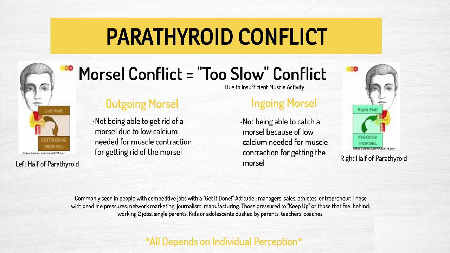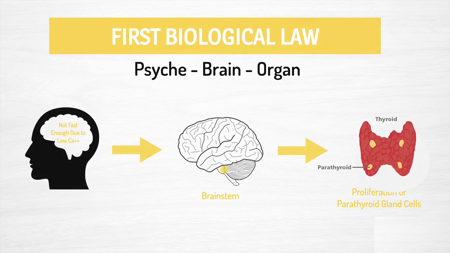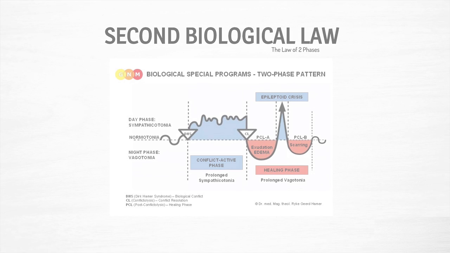Maybe this has to do with an athlete who didn't feel like they were strong enough to win the game, strong enough to lift the weights at the competition. And so not being able to get rid of a morsel due to low calcium needed for muscle contraction. This is just a specific thing related to the parathyroid, and this one is less common than thyroid conflicts. Same psyche-brain organ correlation: not fast enough due to low calcium, brainstem impact, and then proliferation of the parathyroid glands.